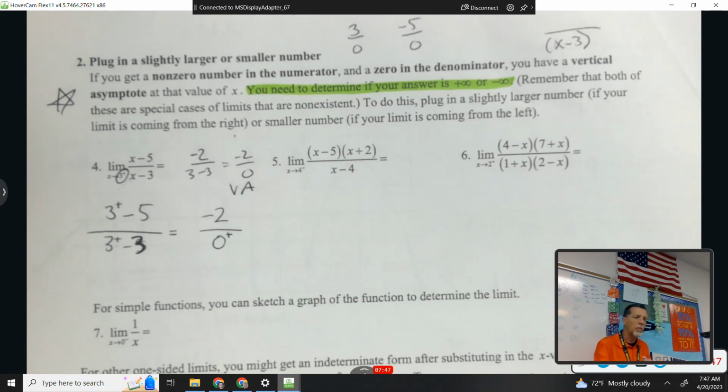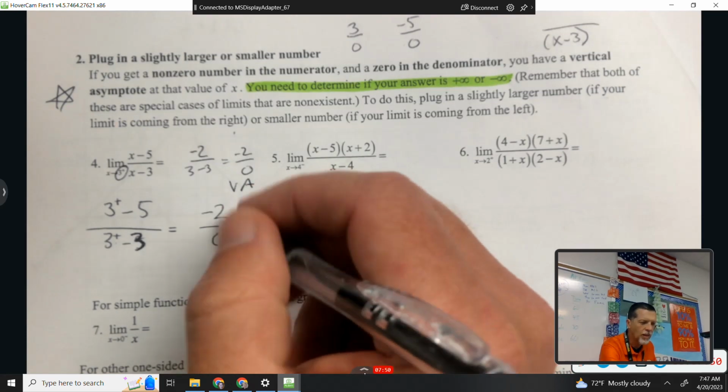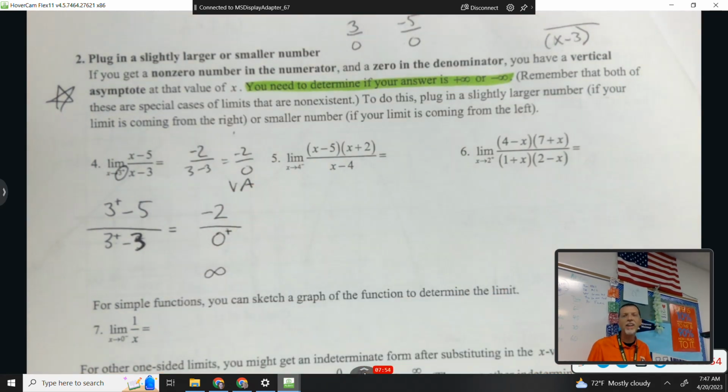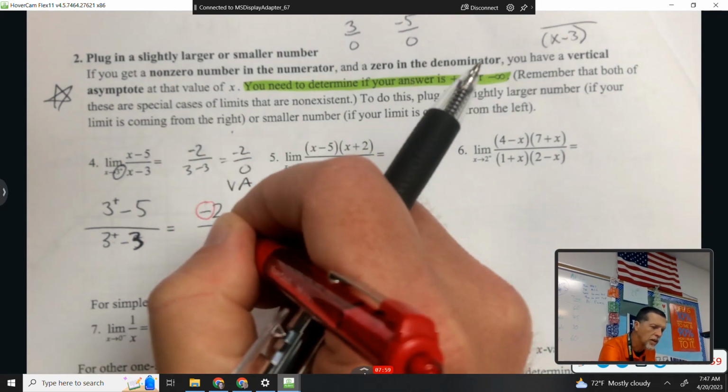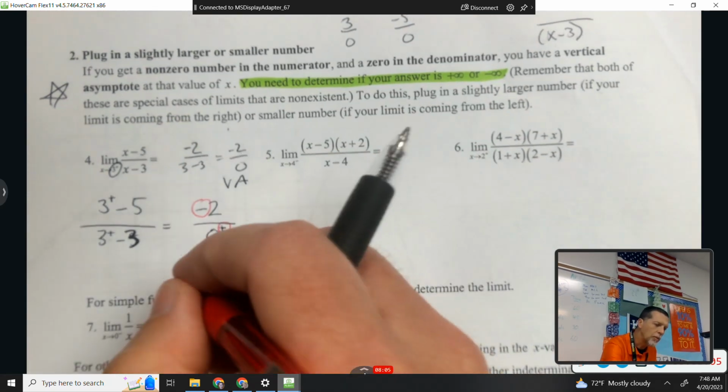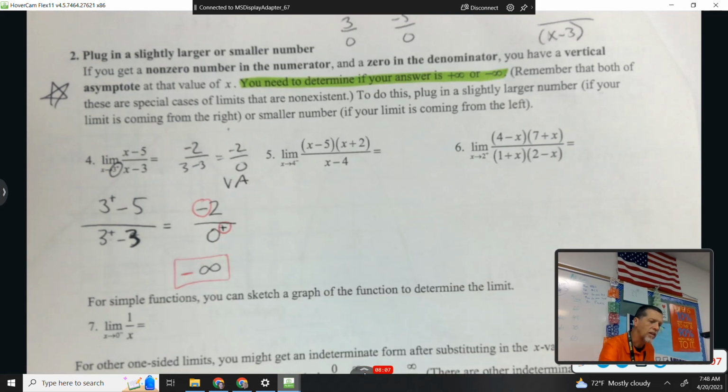We already know that negative 2 over 0 is going to infinity. But now we can talk about the sign of that infinity, because I've got a negative number in the top and a positive number in the bottom. It's close to 0, but it is positive. So that would be negative infinity, because negative over positive is negative. So the 0 in the bottom makes it infinity. The sign is the tricky part.